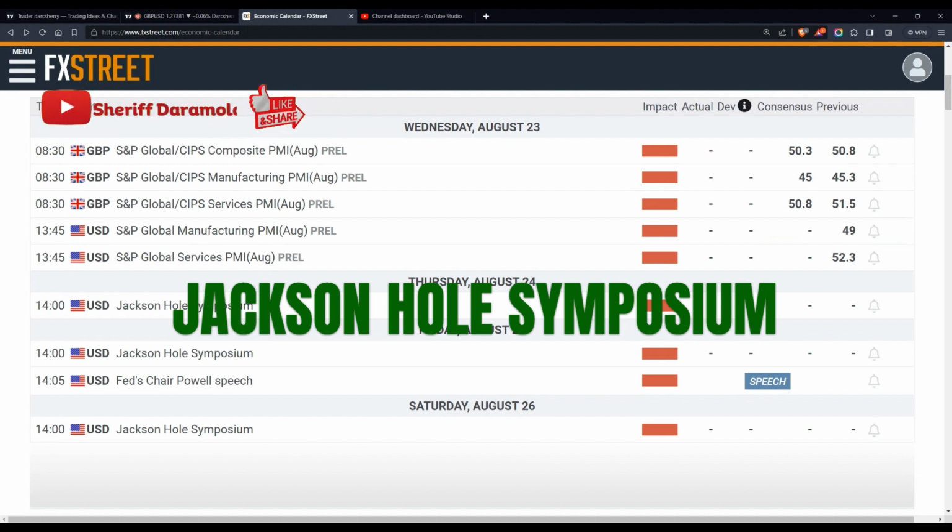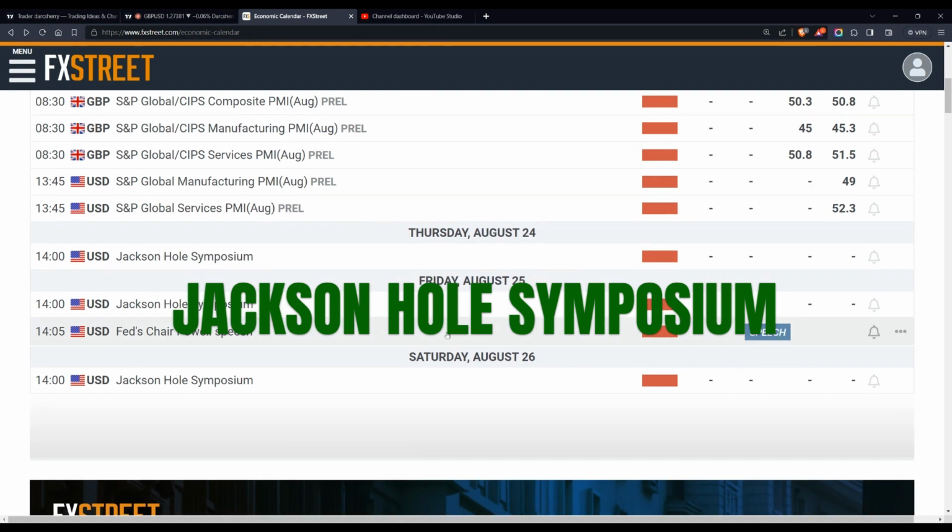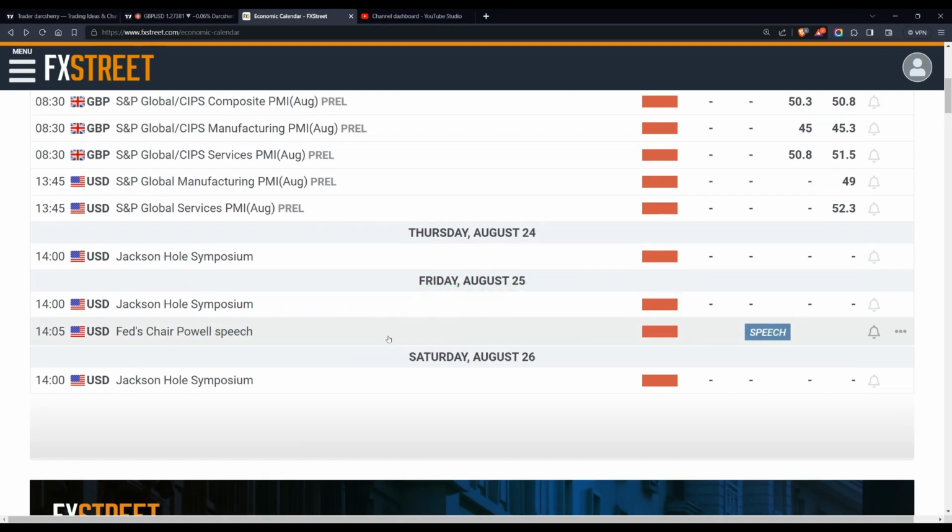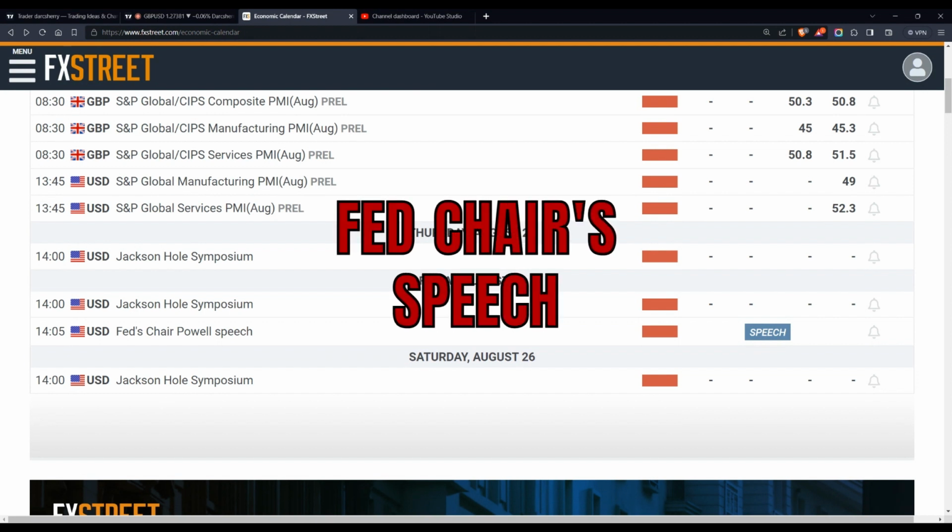It offers a platform to discuss critical economic and monetary policy issues impacting market sentiment as well. Then on Friday we have the first Chairman Powell speech. His speech holds considerable influence over the financial market.